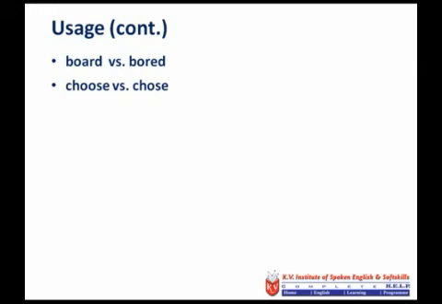Choose versus chose. Choose means to select from a number of possibilities. Chose means past tense for choose. Cite versus sight versus site. Cite, spelled as CITE, means to quote, and sight, SIGHT, it means an instance of seeing. SITE, it means a location.